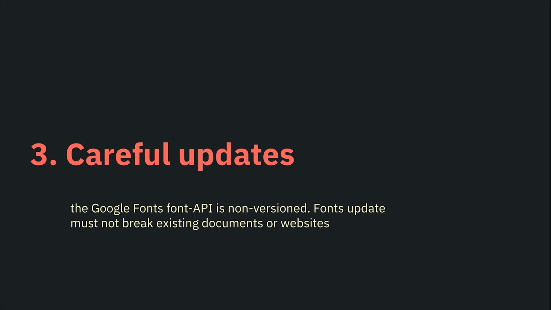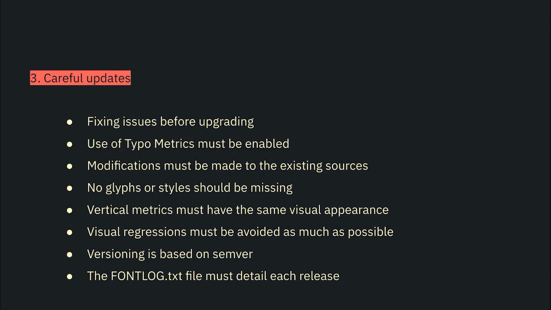To meet this standard, it is necessary to fix issues before upgrading. A new QA round must be done so that the update also follows the new specification and checks. The use of typometrics must be enabled to avoid regression issues. The modification must be made to existing sources and merged into the upstream project GitHub repository.